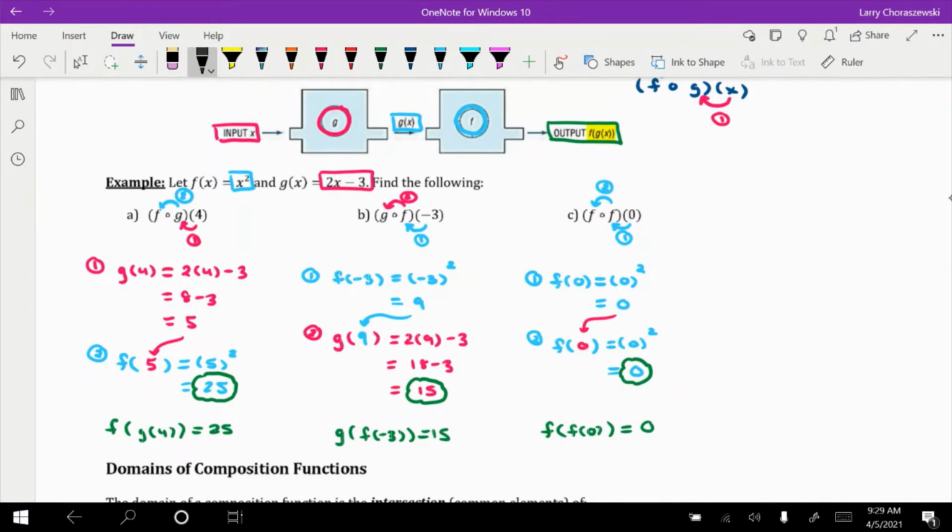I'm going to add a part D to this, give you guys a shot. You can probably tell which version of a composition I'm going to give you. I'm going to have you try g of f of -1. All right, so I'll check in about a minute, and we'll see how we did.